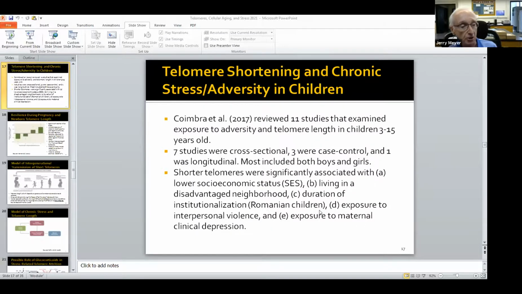Anyway, duration, the amount of time that individuals were kept in these terrible orphanages, exposure to interpersonal violence, and also exposure to maternal clinical depression. So this is just to show you a range of different kinds of adversities experienced during childhood that were found to impact telomere length.